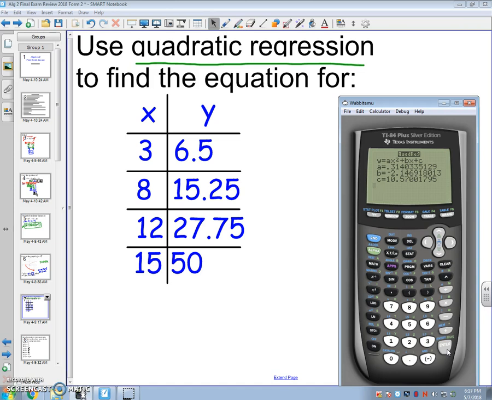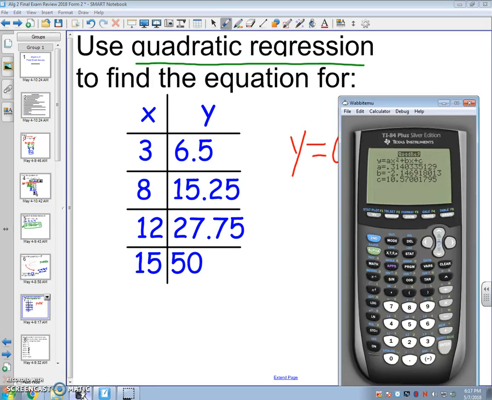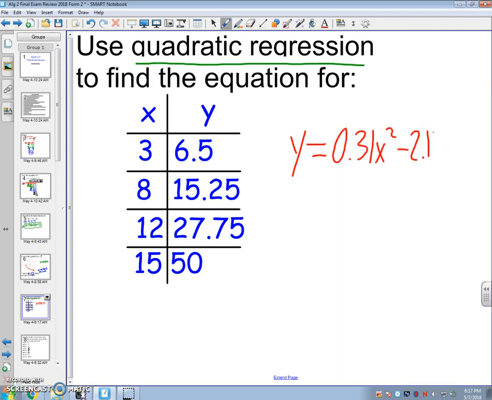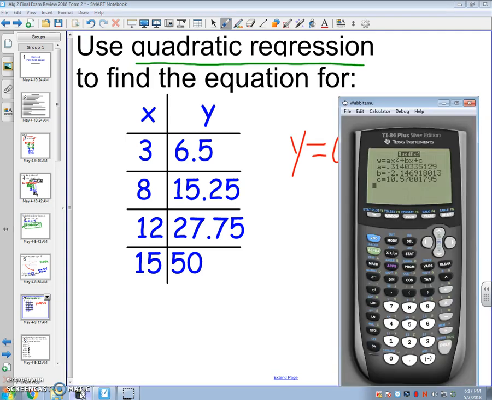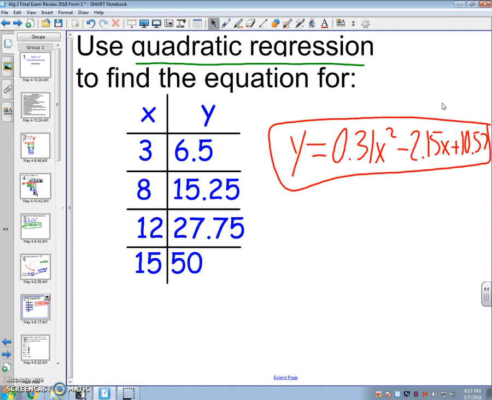So y equals, a is 0.31. So here's my answer. Y equals 0.31x squared. Let's look at b. B is negative 2.15, so minus 2.15x. And c, what's c? C is 10.57, so it's positive 10.57. That's our answer there. I just type it in, use a calculator, 2 decimal places.